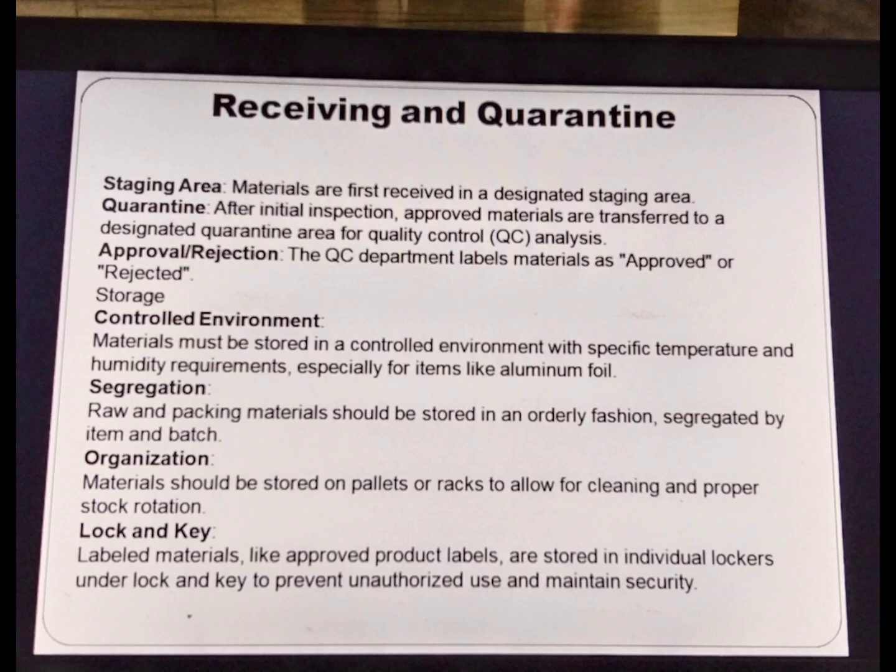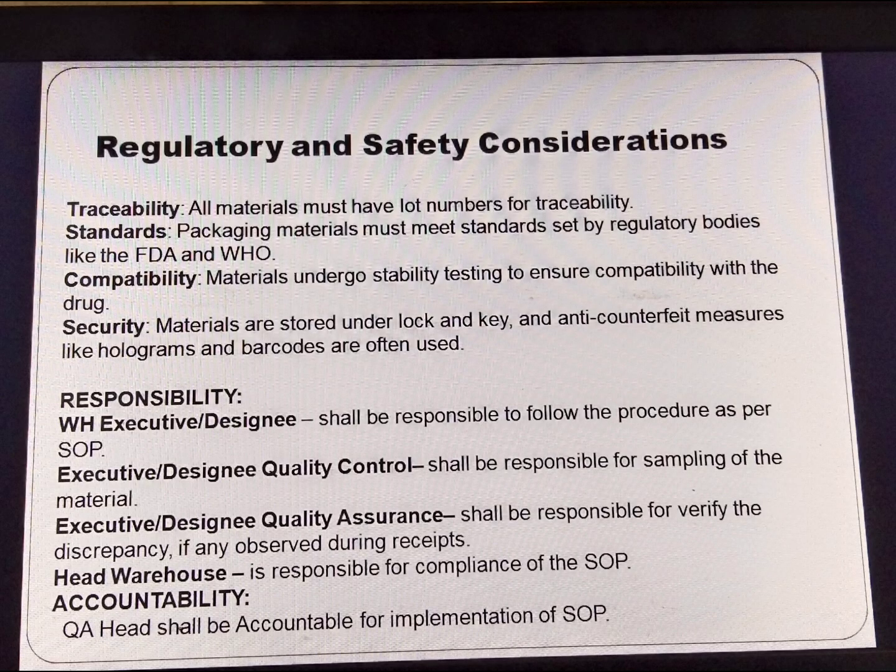Segregation. Raw packing material should be stored in an orderly fashion, segregated by item and batch. Organization. Material should be stored on pallets or racks to allow for cleaning and proper stock rotation. Lock and key provision. Labeled material like approved product labels are stored in individual lockers under lock and key to prevent unauthorized use and maintain security.